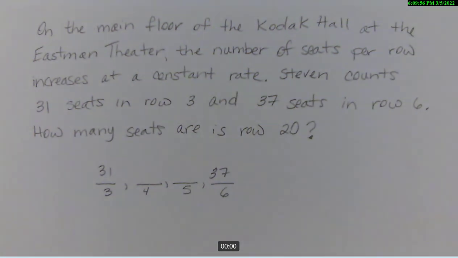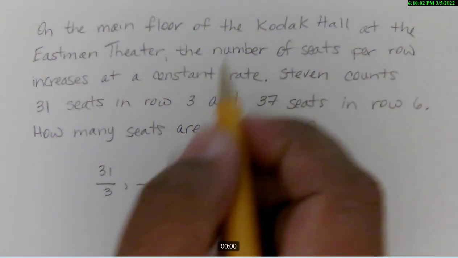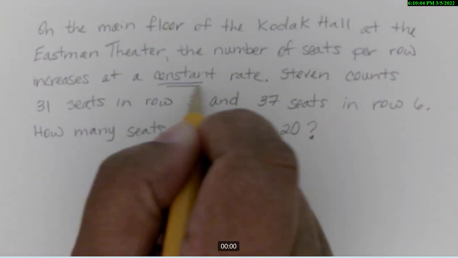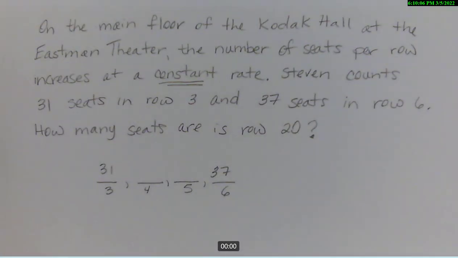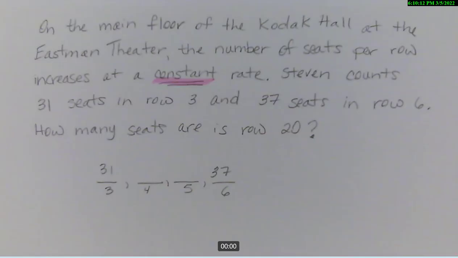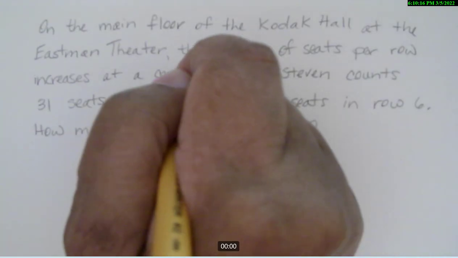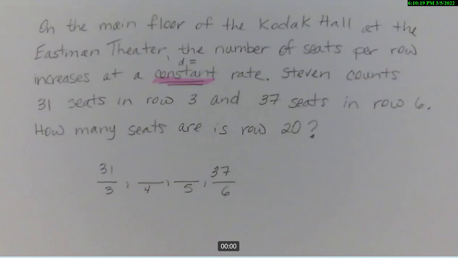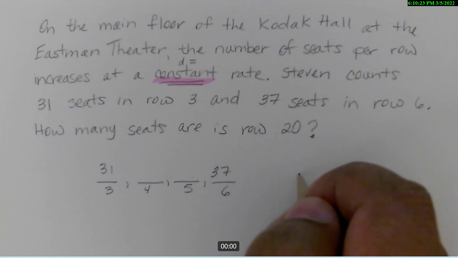So we're looking to be counting the same number increase each time, because the key word here is that word, the word constant. The word constant means in sequences, right? The common difference. What is the D? We're looking for the D. And so that constant rate would be the D rate. So we're looking for the D.